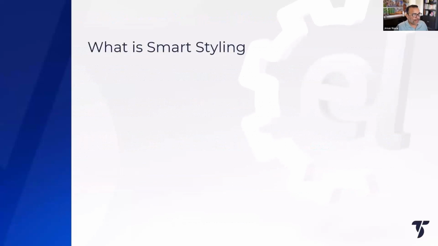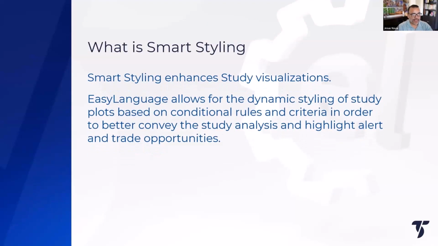So let's go ahead and start off with what is smart styling. By the way, smart styling is the way that you can enhance a study's visualization, meaning that you can change the color, you can change the style, and make it look the way that you want. And EasyLanguage allows for the dynamic styling of a study plot based on rules. So if something's happening, you can change the color of a plot, which is pretty interesting because it adds a visual element to your studies that you probably did not have before.